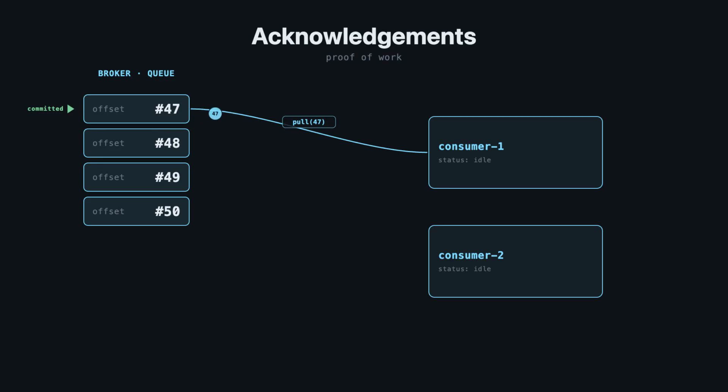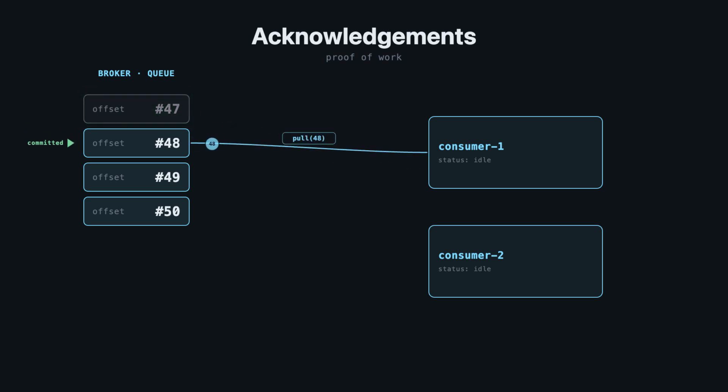A consumer pulls message 47 off the queue. It processes it, sends the email, writes to the database, whatever. Then it calls acknowledge. I finished message 47, you can move on. The broker advances this consumer's committed offset. 47 is done. Next time, it hands out 48.